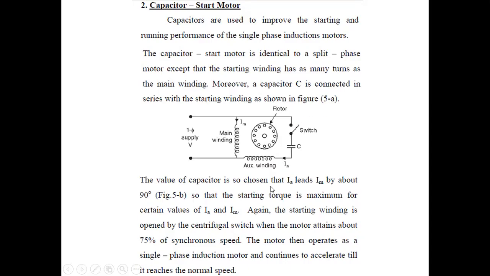So the value of the capacitor is chosen such that IA again leads IM, but now not by a small angle, but by about 90 degrees, so that the starting torque is maximum for certain values of IM and IA. Again, the starting winding is opened by a centrifugal switch when the motor attains 75% of the synchronous speed. The motor then operates as a single-phase induction motor and continues to accelerate until it reaches the normal speed.